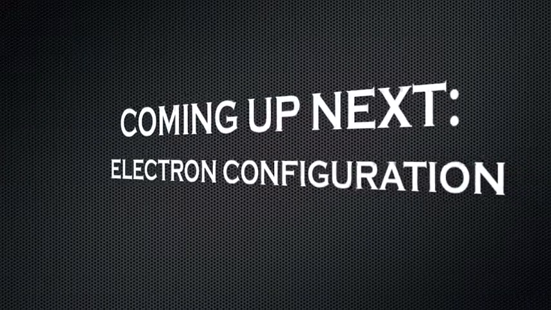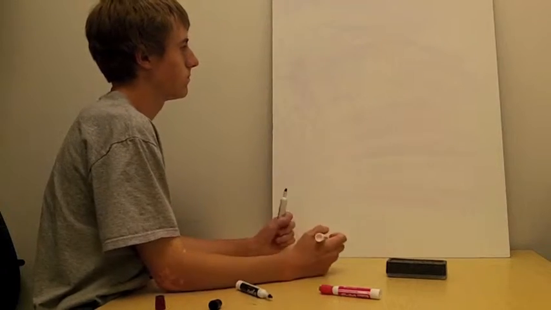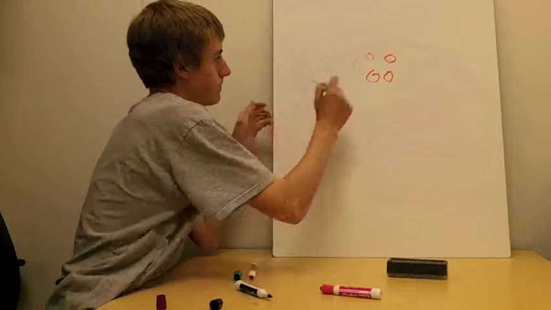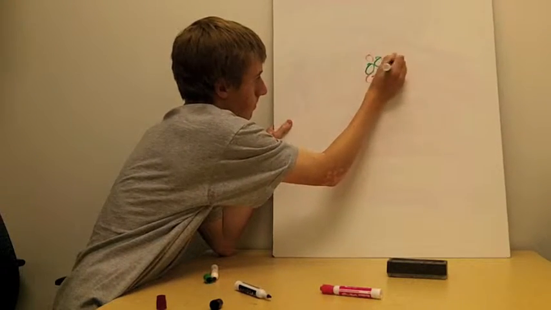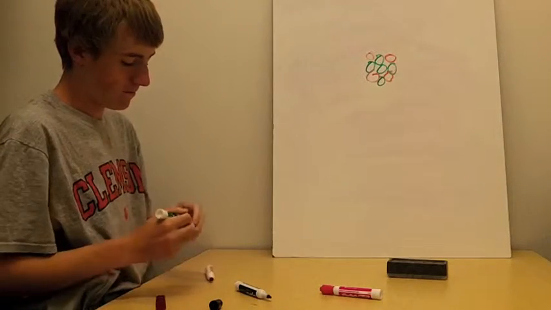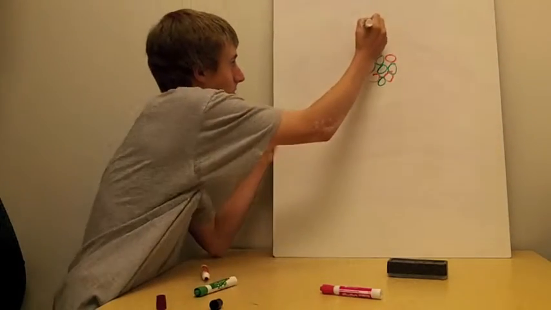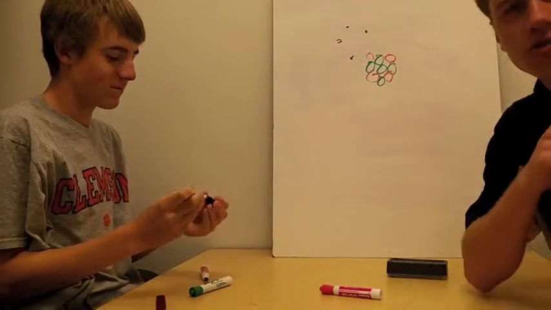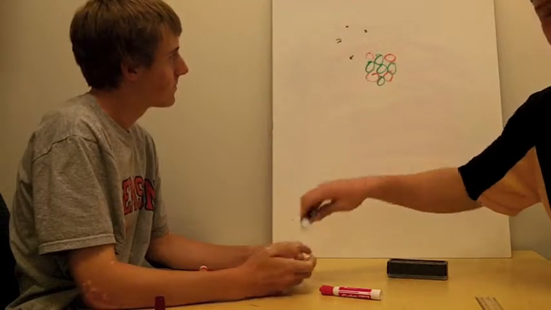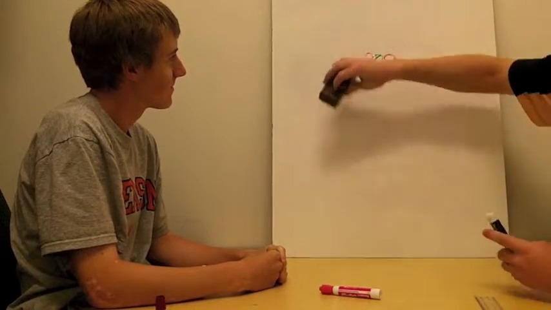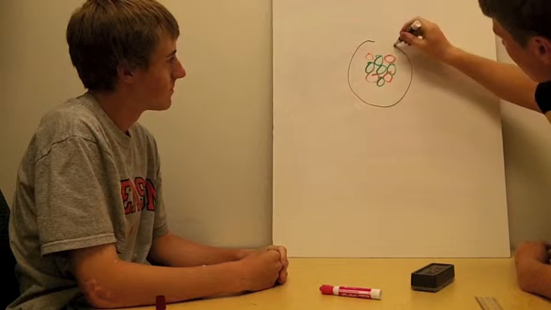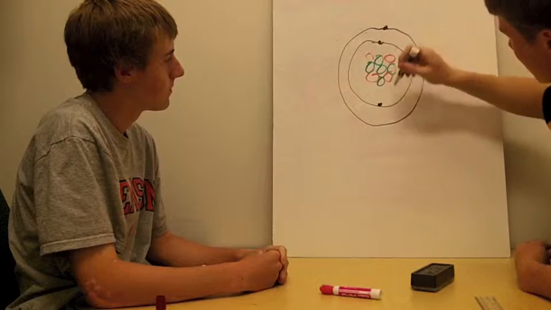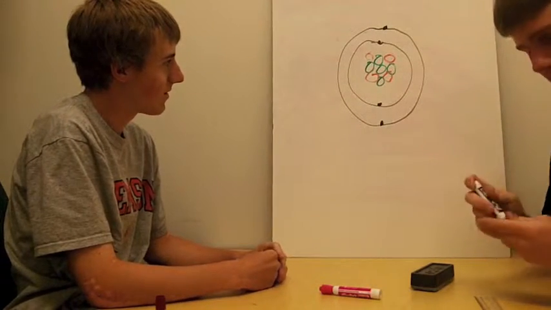To start with, let's draw a nucleus. Now, let's add some electrons. Damn it, Jake! You see, you can't just throw electrons up there wherever. There has to be some order to it. Oh shucks, I forgot about that.